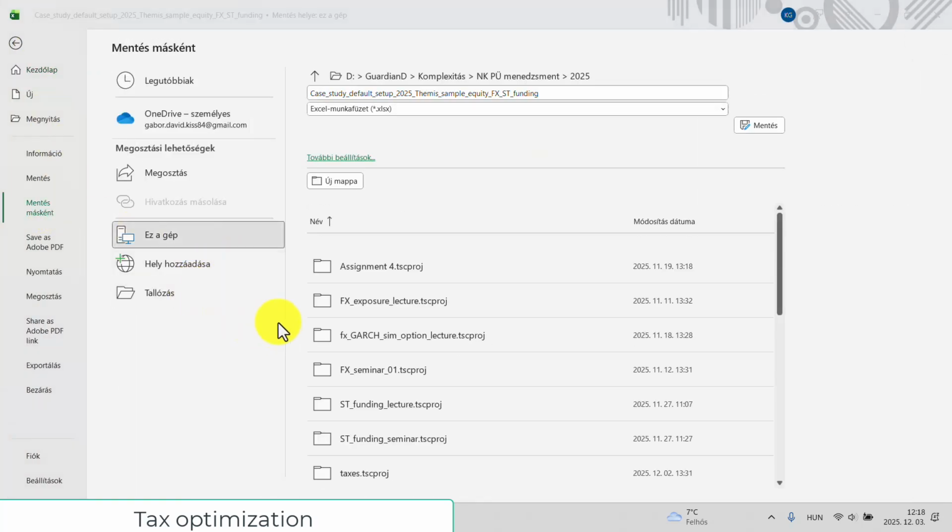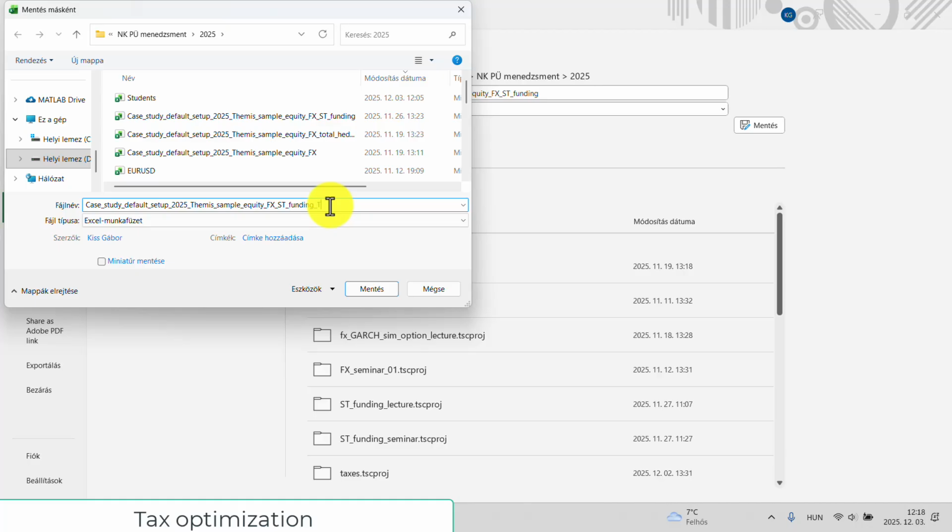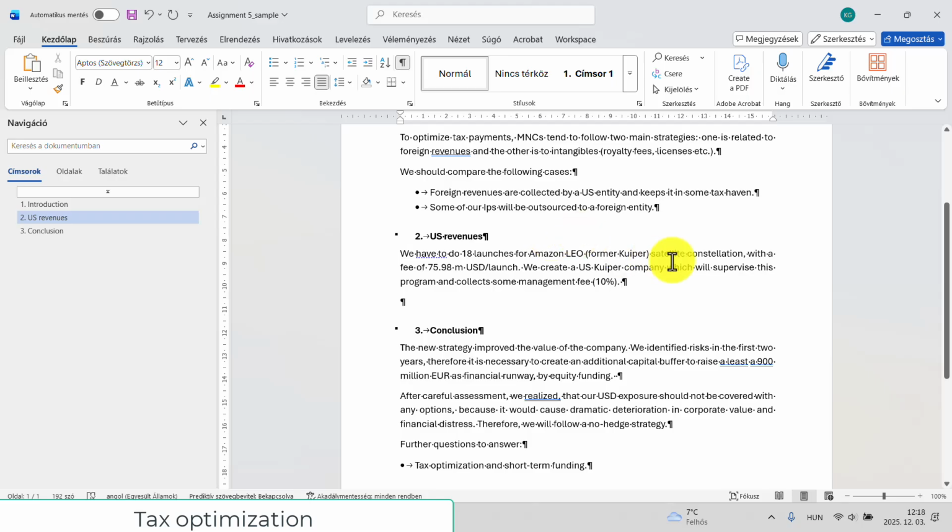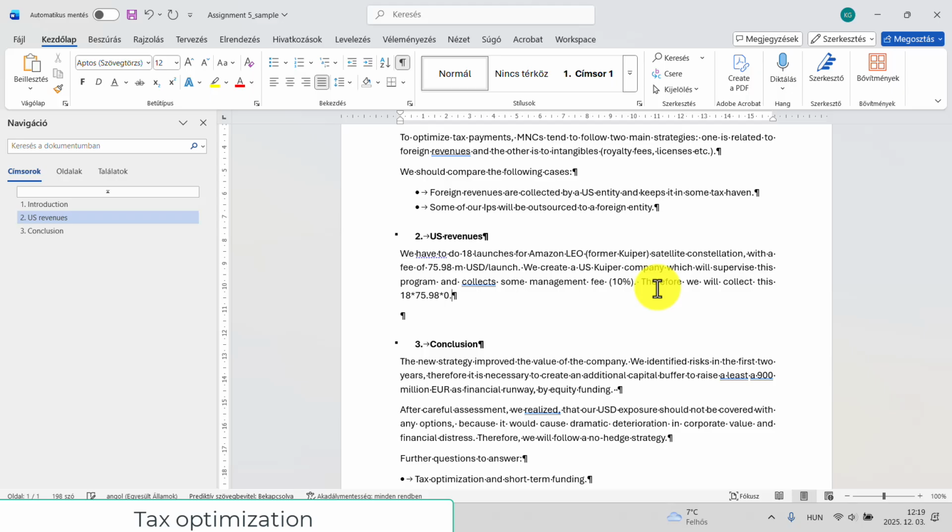Tax optimization, scenario 1. We will collect this money, this 18 multiplied by 0.1 would be.